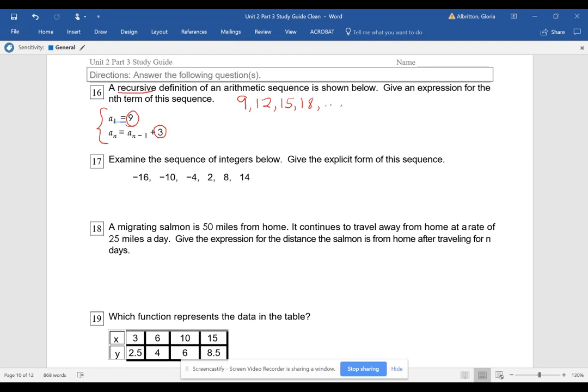Now, if I need to give an expression for the nth term, that means an expression for no matter what term I'm asked for. If I'm asked to find the 30th term, the 59th term, the 100th term, whatever n is, I should be able to use an expression that I can substitute the value of the term number they're asking me to find and then calculate it without having to list 35 terms or 50 terms or 100 terms. So in order to do that, there's two ways to do it.